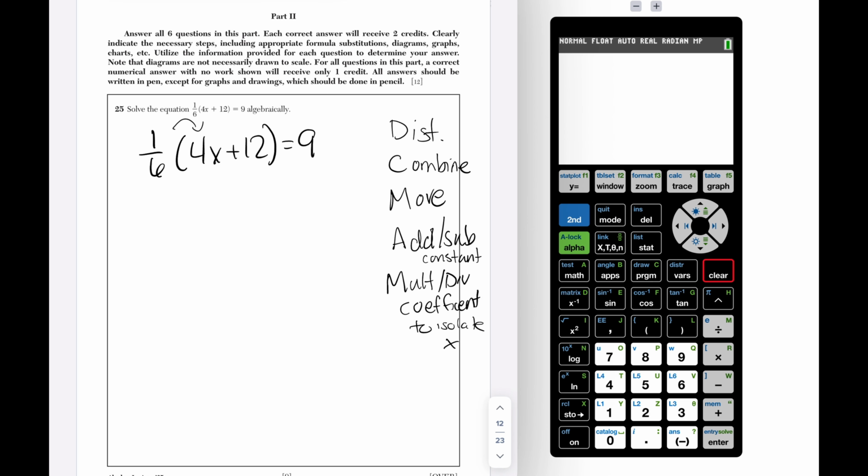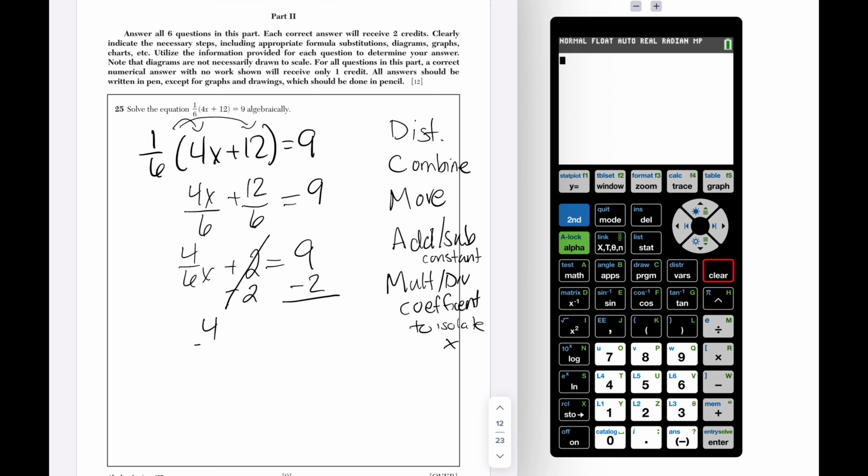All right, so we're going to start by just distributing, meaning I'm just going to multiply by 1/6. And here I have 4x over 6 plus 12 over 6 is equal to 9. All right, so now I can just simplify this out. I have 2/3 x plus 2 is equal to 9. I don't have to move anything. I can now add or subtract my constant, so I'm going to subtract so I get a zero pair, and I'm going to subtract here. So 2/3 x is equal to 7.